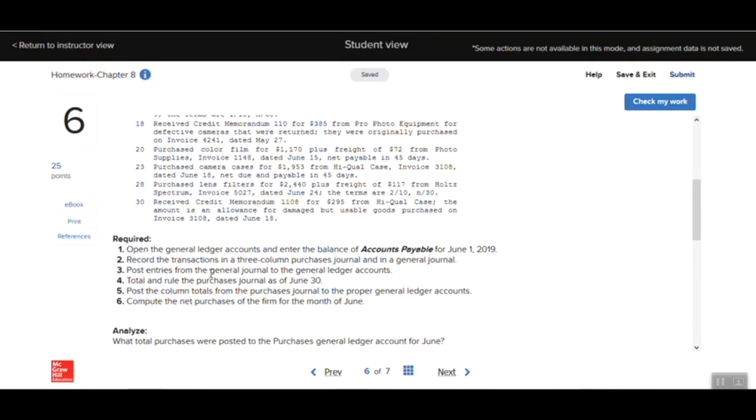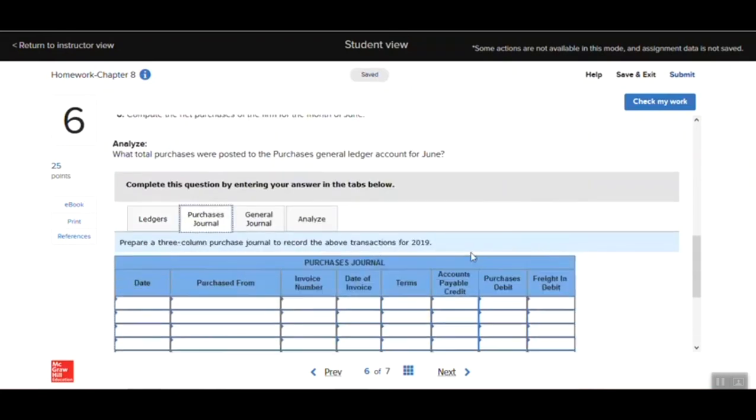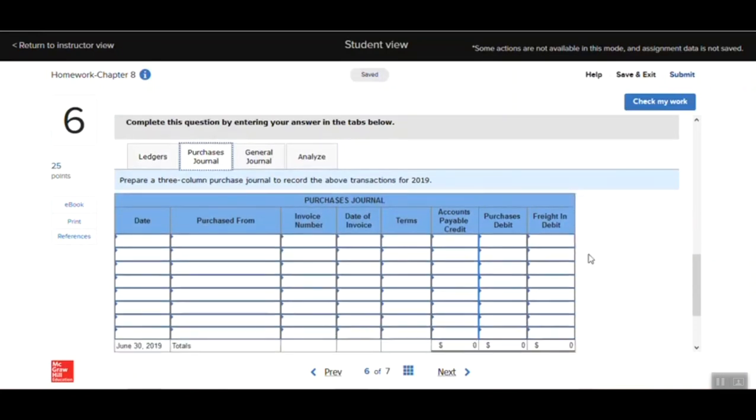Then it says we're supposed to record all the transactions in a 3-column purchases journal and in a general journal. So we're going to look at how to do those. We've got a purchases journal in one of the tabs, and the purchases journal has a couple of columns with just some information, and then several columns with purchases debit, freight in debit, and accounts payable credit, which is our specific account names, and specifically either debit or credit that transactions have to fit in.